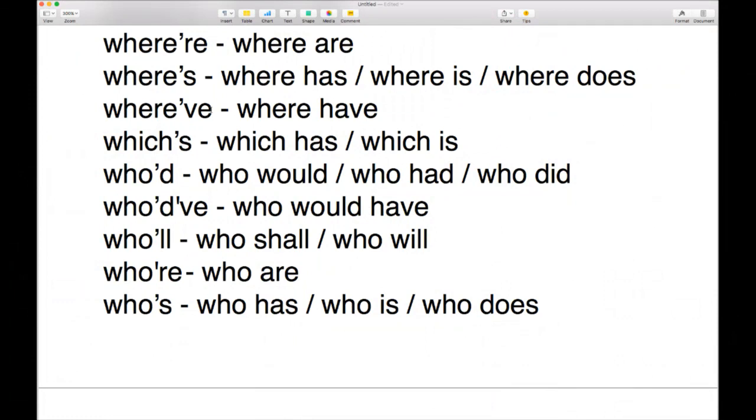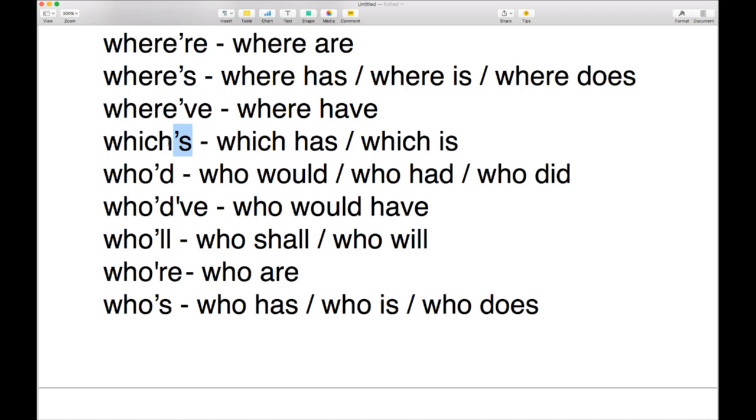We've got where of. Where have. So where have you been? Where of you been? And we actually sound the R in this one, the letter R. Where of. Where have you been? Tough one. Where have you been?